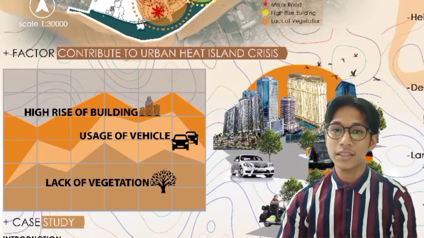secondary impact on weather and climate, and lastly impact on animals. And these are the factors that contribute to the increase of urban heat island at Johor. First is the height rise of buildings. Second is the usage of vehicles, and lastly is the lack of vegetation.